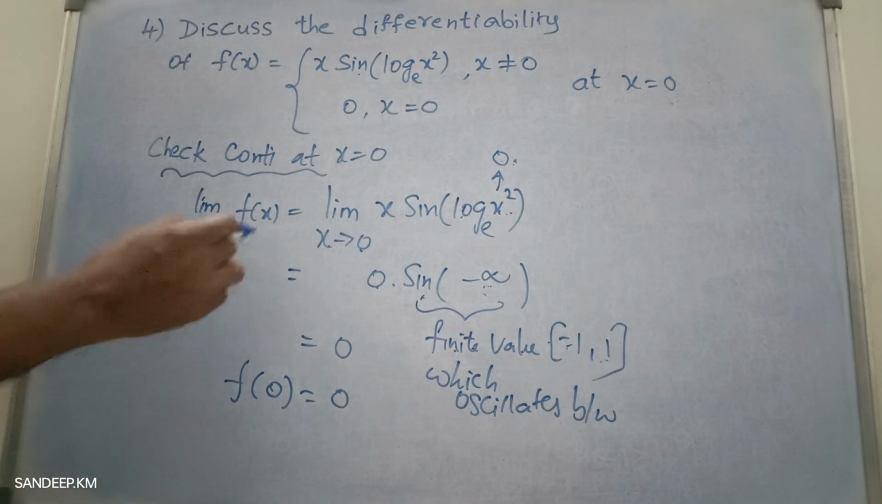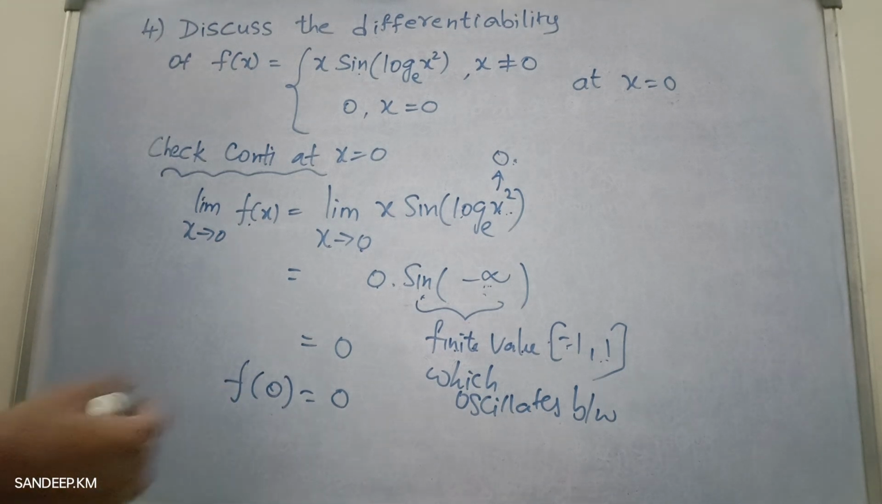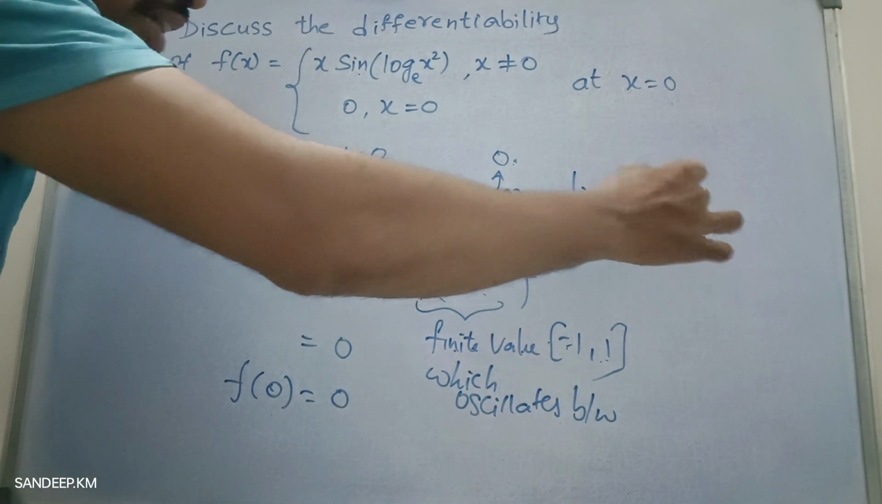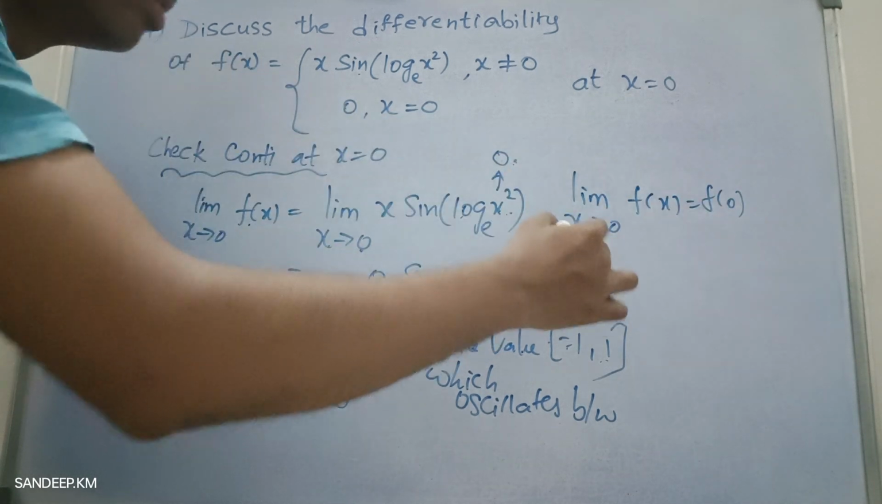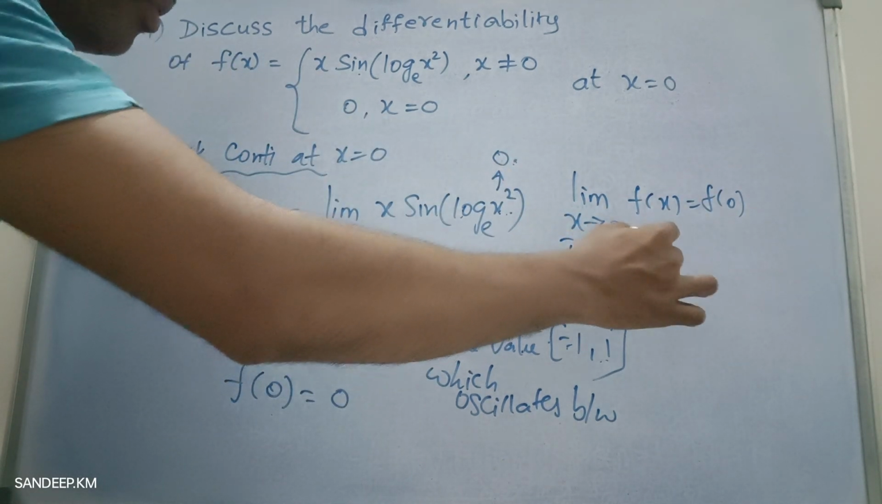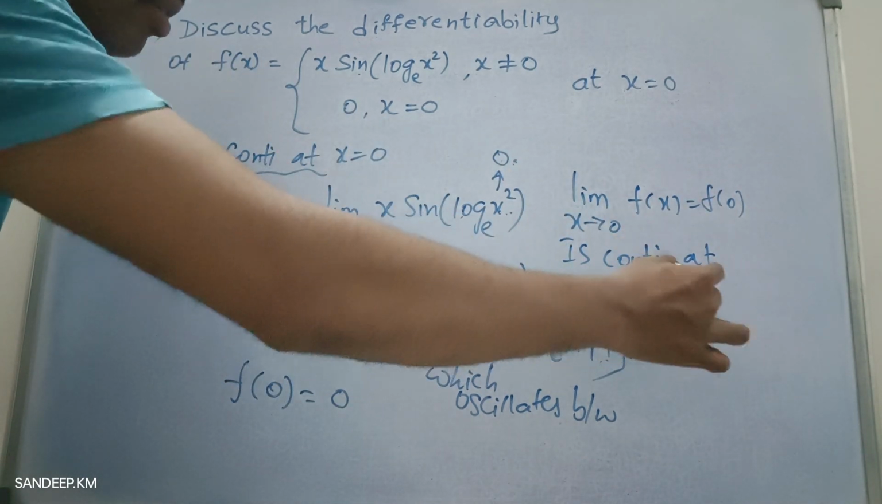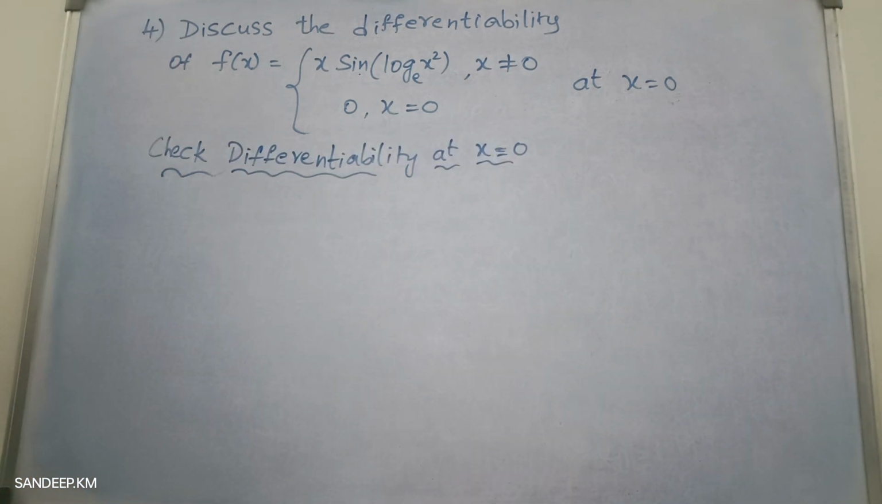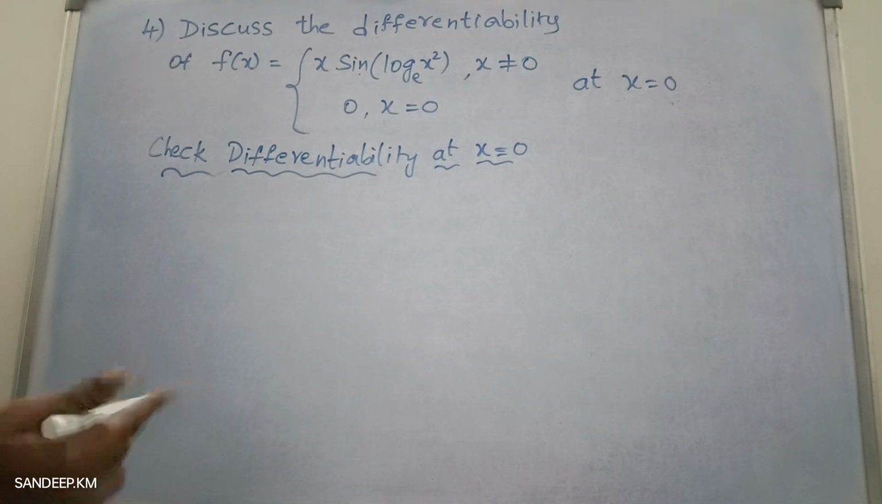So dear students, the limiting value of the function is equal to the value of the function, and because of this reason the function is continuous at x equal to 0. Since it is continuous, now let me check whether it is differentiable or not at x equal to 0.